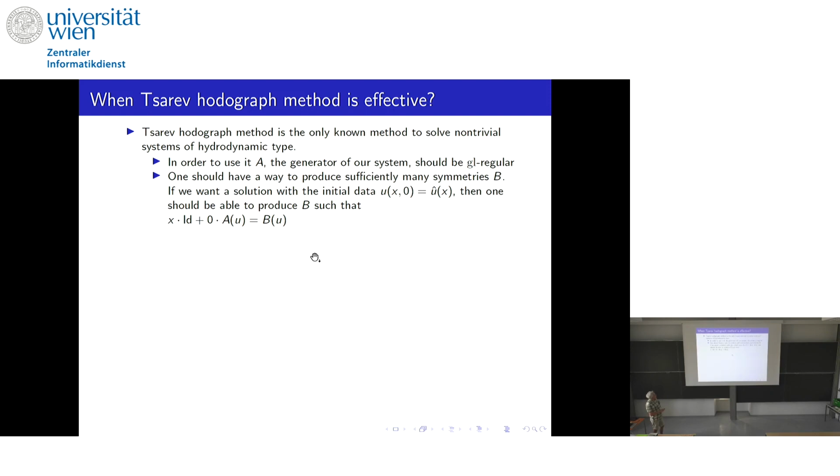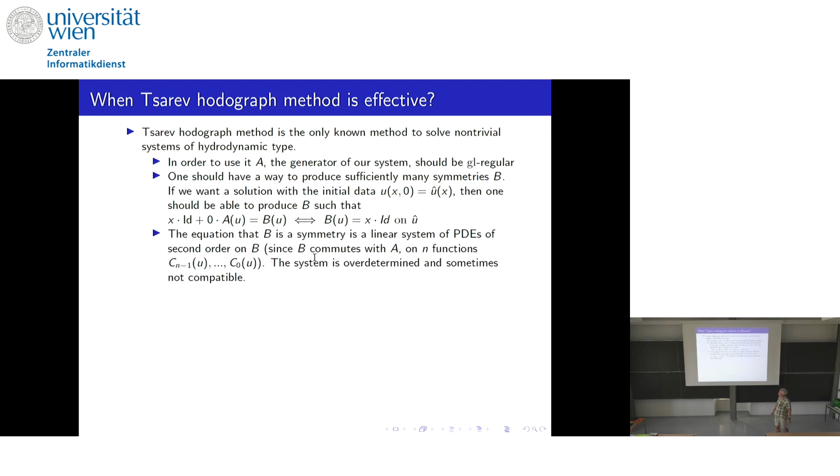So if you want a solution with initial data U equal to identity, then one should be able to find B such that x identity plus 0 is B. So we need a symmetry being identity on the initial data. This is the condition, this is what you're asking about in dimension one. U hat is the initial curve. So the equation on B is a linear system of PDEs of second order on B.